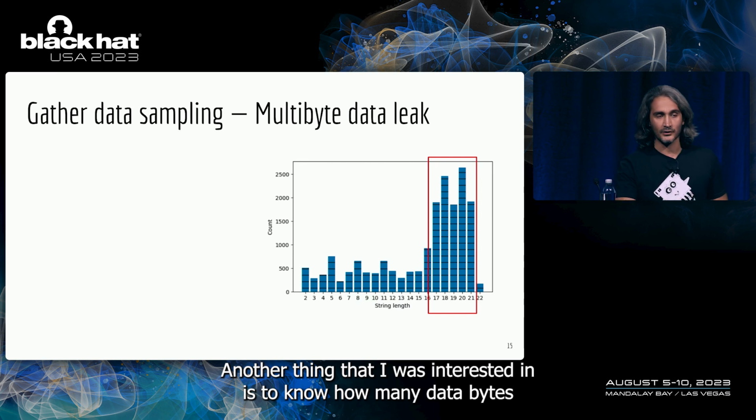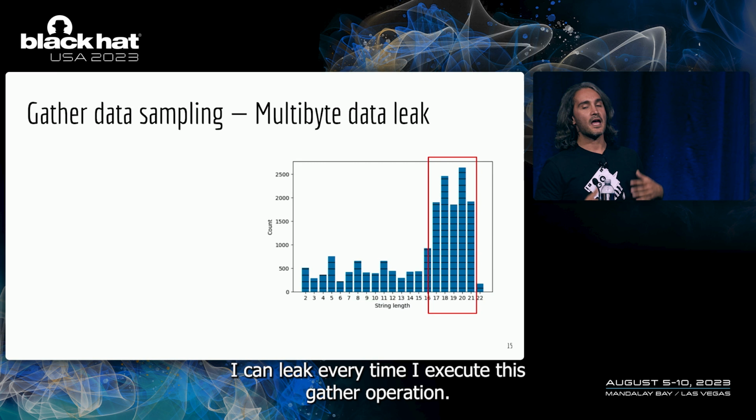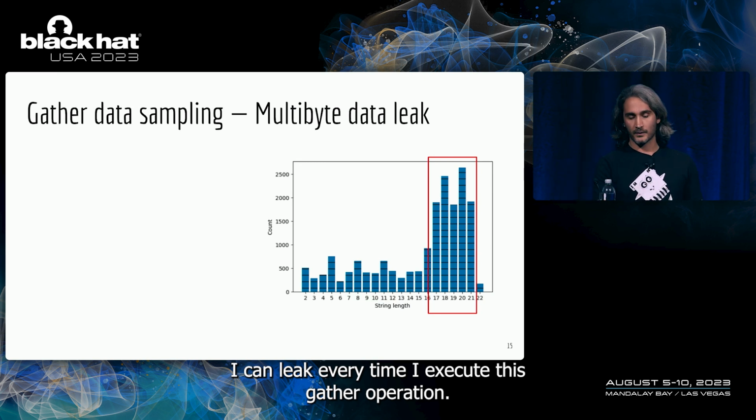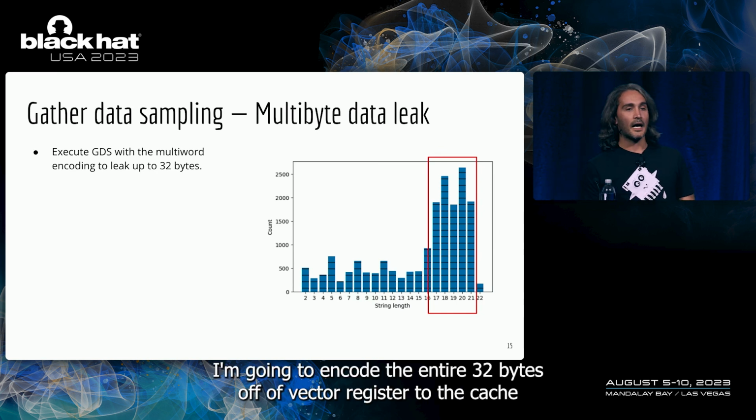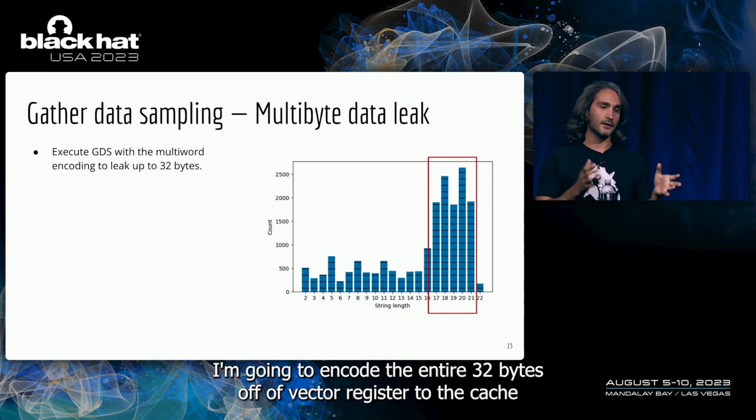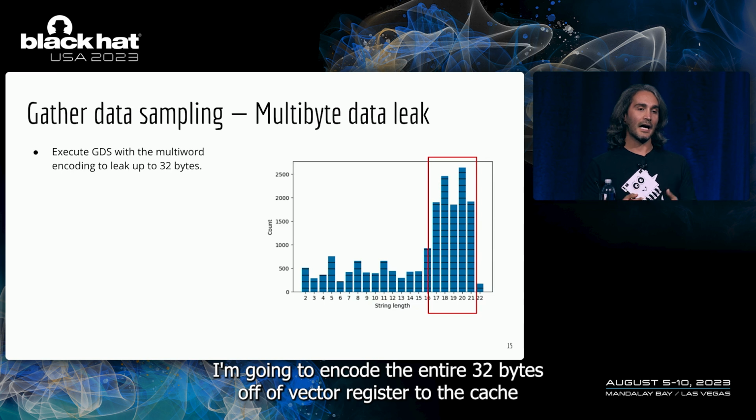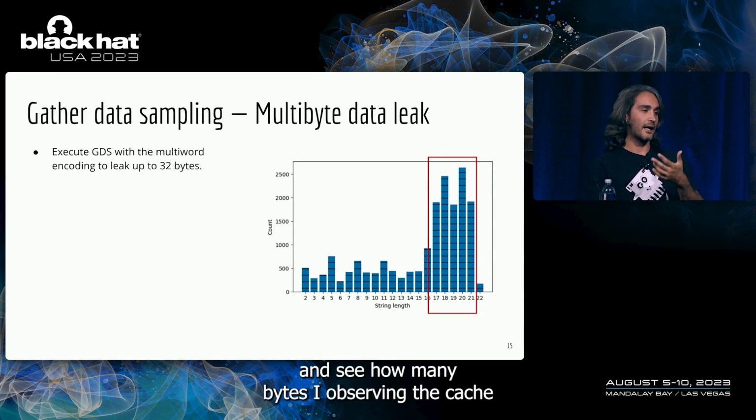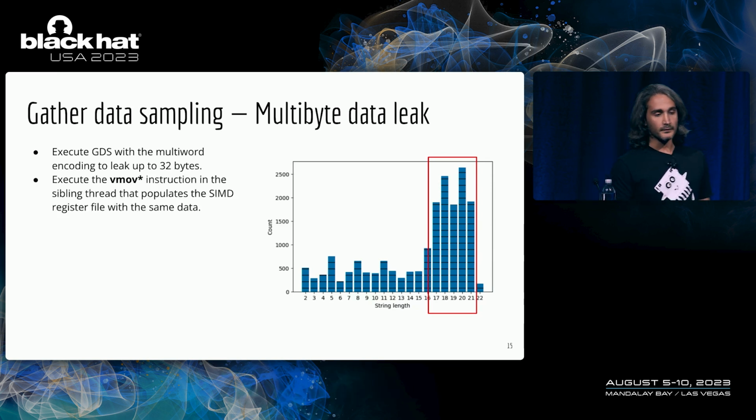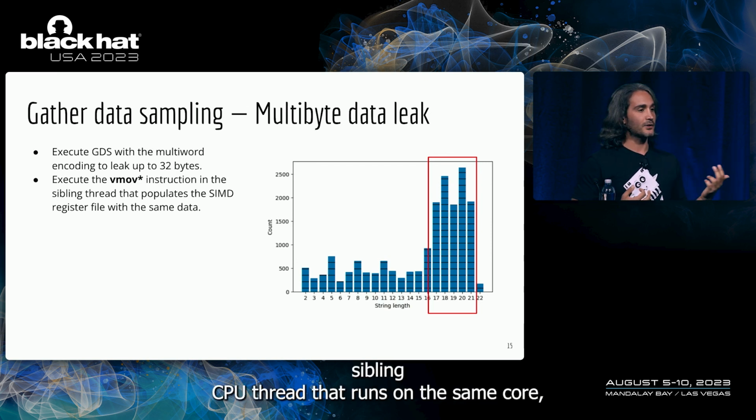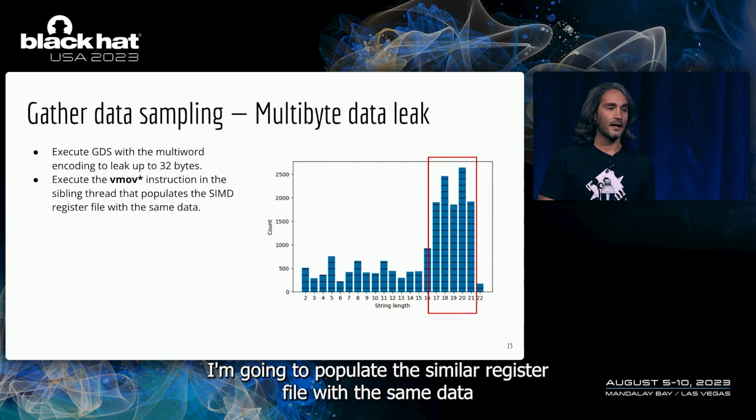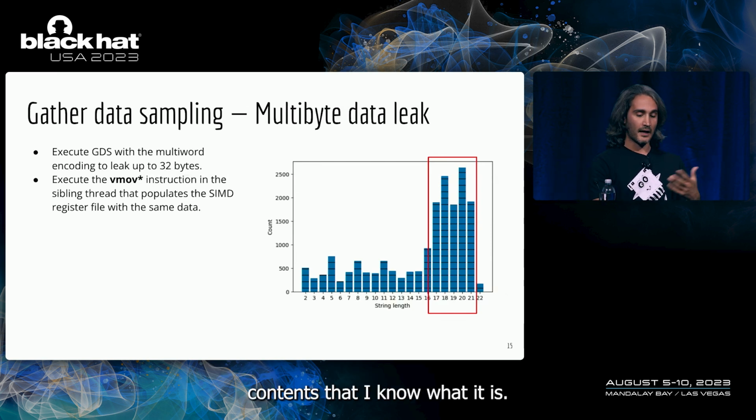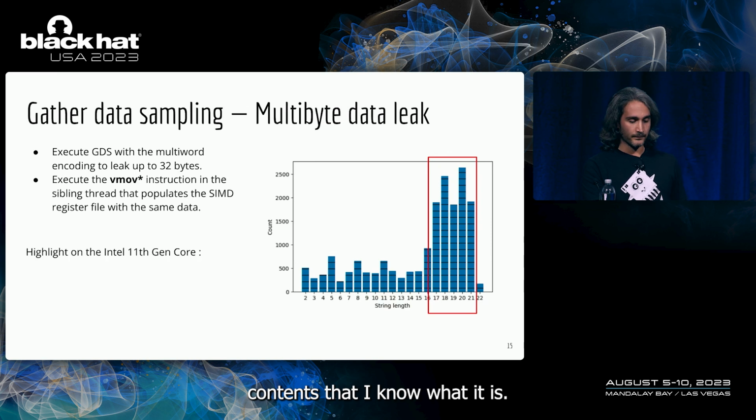Another thing that I was interested in is to know how many data bytes I can leak every time I execute this gather operation. So I designed an experiment where this time I'm going to encode the entire 32 bytes of a vector register to the cache and see how many bytes I observe in the cache. And in the sibling CPU thread that runs on the same core, I'm going to populate the SIMD register file with the same data content that I know.